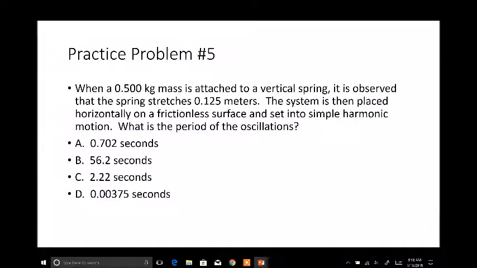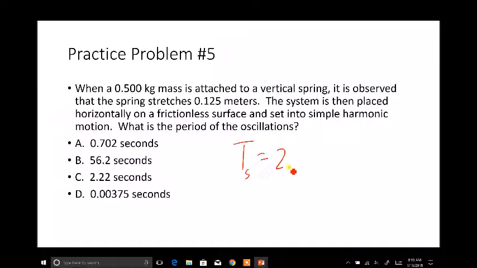On first glance, practice problem 5 looks like the same problem as number 4, and it does involve a lot of the same elements. But in this case, we're going to take that same spring and mass, put them on a frictionless horizontal surface, and set that block into simple harmonic motion, and we want to know the period of the oscillations.